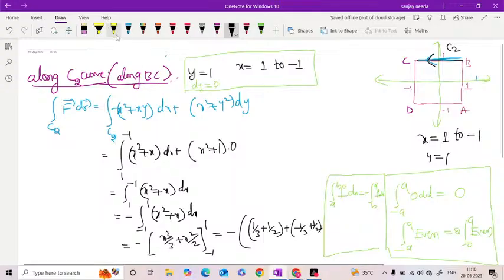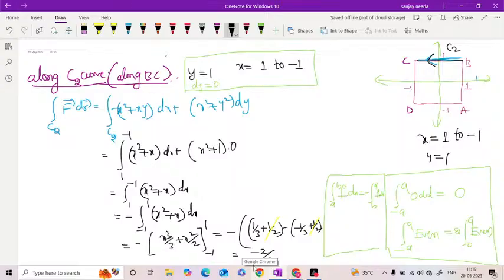So the 1 by 2 will cancel. The rest we get here 1 by 3 and here plus 1 by 3. Here we get -2 by 3 as our second integration. Okay, so this is our second result.